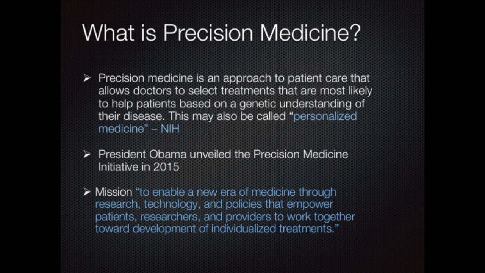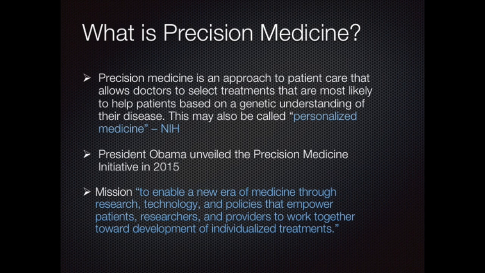This has led to precision medicine. According to NIH, precision medicine is an approach to patient care that allows doctors to select treatments that are more likely to help patients based on a genetic understanding of their disease. This is also called personalized medicine. In 2015, President Obama unveiled the Precision Medicine Initiative. The mission of this initiative is to enable a new era of medicine through research, technology, and policies that empower patients, researchers, and providers to work together toward development of individualized treatments.